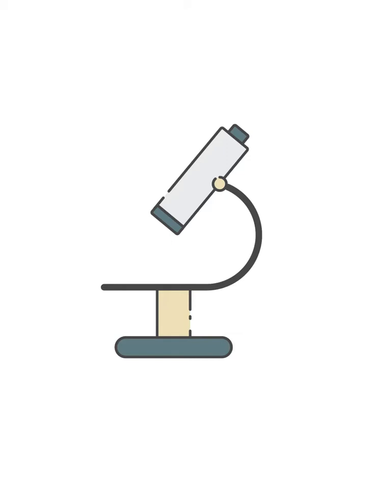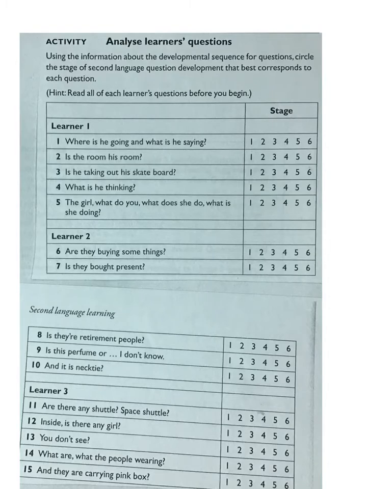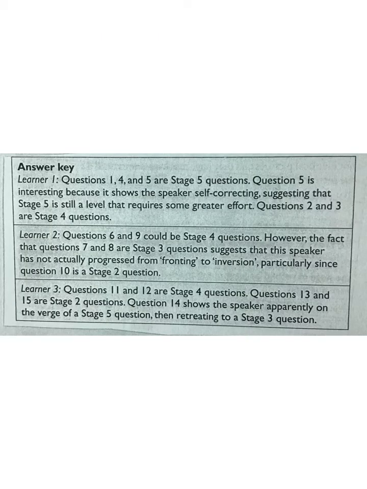Okay? So here's an activity for you using the information about the developmental sequence I just talked about. Circle the stage of the second language question development that best corresponds. So read all the questions before you begin, and I will give you the answer key in just a second. So here's the answer key. I will also put the Analyze Learners Question Survey in Brightspace so you can download it and then look at the key as well.